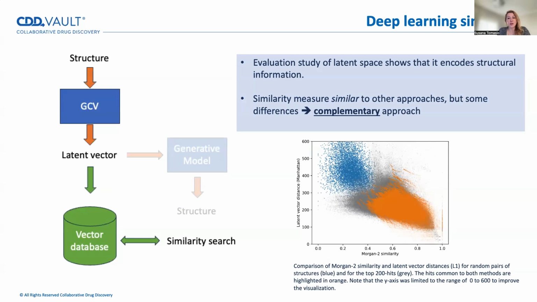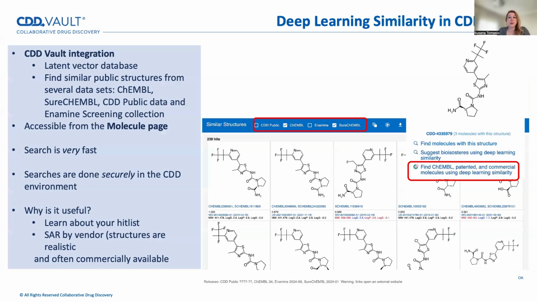In the evaluation studies, it was shown that the latent space of this numerical representation encodes structural information for the molecules very well. It was also possible to show that the similarity in this numerical space is similar to other structural similarity measurements, such as the Morgan 2 fingerprints, for instance. But there are also some differences, and therefore it's a complementary approach. How was it implemented in CDD Vault?